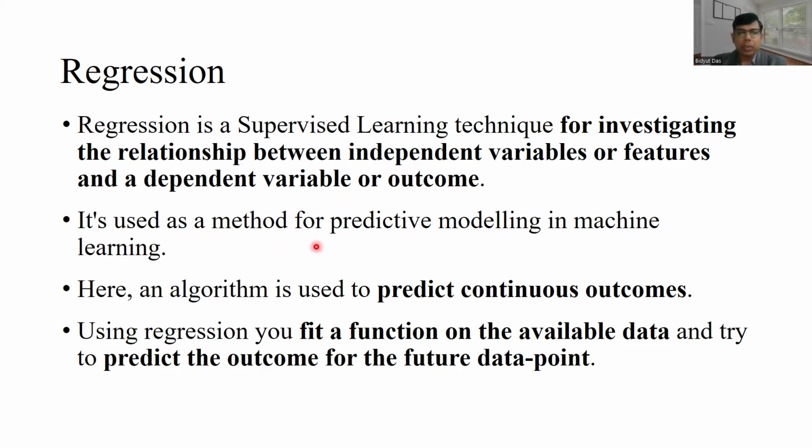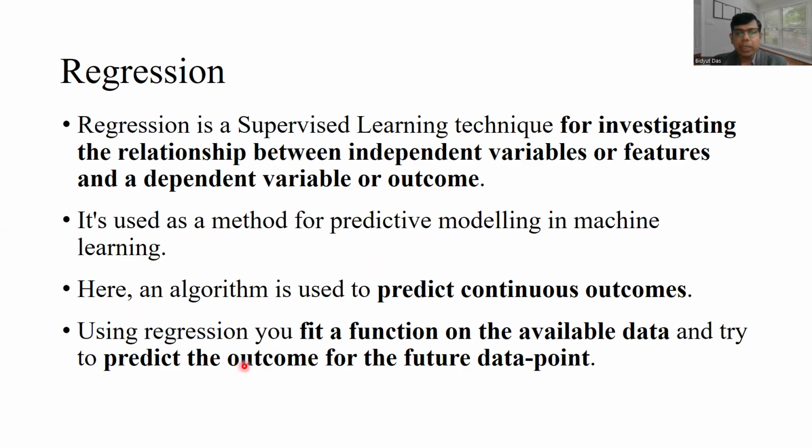Regression is used as a method for building predictive models in machine learning. Here an algorithm is used to predict a continuous outcome. In regression, we predict a continuous outcome, but in classification, we categorize the input as one of the output categories.